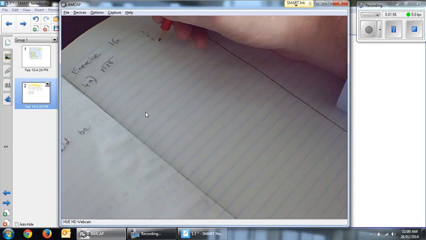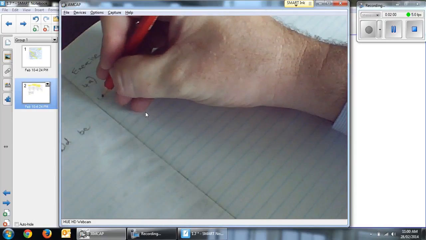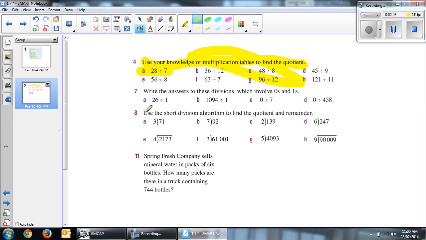But really, we should know from our times tables how many times 7 goes into 28. 7, 14, 21, 28. So our answer there should just look like this. We write down 4a, and the answer is 4. With all of question 4, we're just using our times tables to know this. With f, 7 goes into 63 9 times, because 7 goes into 70 10 times, so 1 less than that is 63.